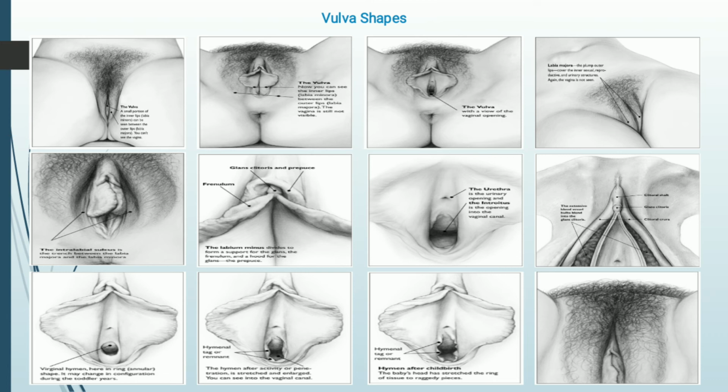And in the last picture, the mons pubis is beautifully represented, a structure which is present over the labia majora, and here pubic hair is present. This is a fatty tissue pad which helps protect us from any injury during sexual intercourse, or any injury or infection. So it is very helpful for us. So these are the different vulva shapes. You don't have to worry if your vulva shape is totally different from all these, because there are a lot of shapes of vulva in the world of females.